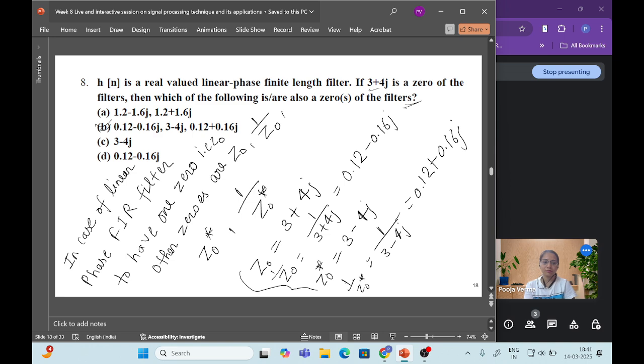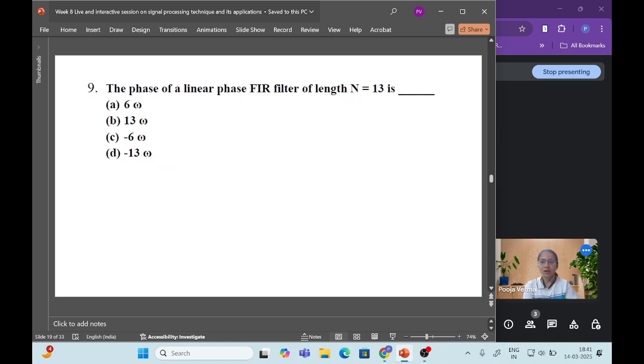Okay, I hope you have understood. So moving to the next question. Now the next question is: the phase of a linear phase FIR filter of length N equal to 13 is. What is the phase of that linear phase FIR filter where N is equal to 13 is given? That means the length of the filter is given.